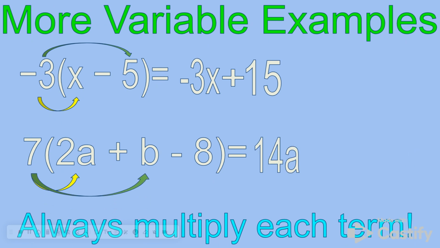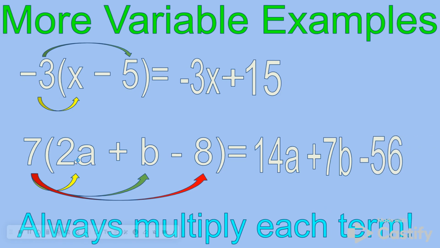Then I do 7 times b. Well, that's just 7 times 1b. 7 times b is 7b. And since it was positive 7 times positive b, that's why it's positive 7b. And then my last term is 7 times negative 8. A positive times a negative. Signs are different. Anytime you multiply and signs are different, you get a negative answer. So positive 7 times negative 8 is a negative 56. And that would be my simplified expression for this example.